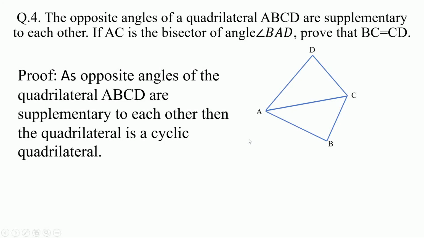We know from the main theorem of this exercise, the theorem was: if opposite angles are supplementary to each other, then the quadrilateral is a cyclic quadrilateral. Here in ABCD, opposite angles are supplementary, so ABCD is a cyclic quadrilateral. That means a circle passes through all the vertices of the quadrilateral.